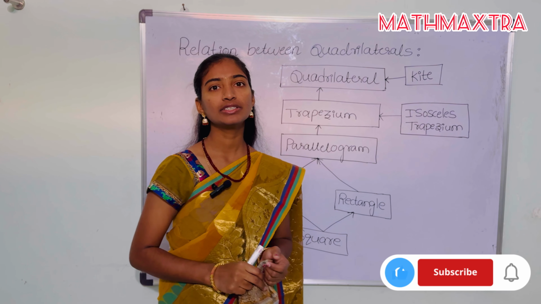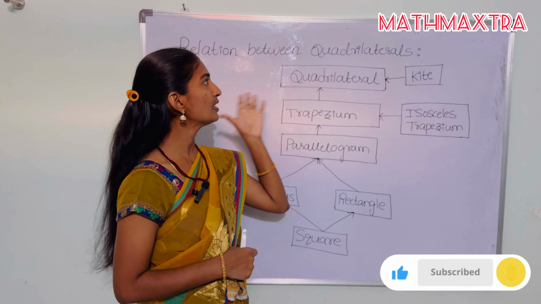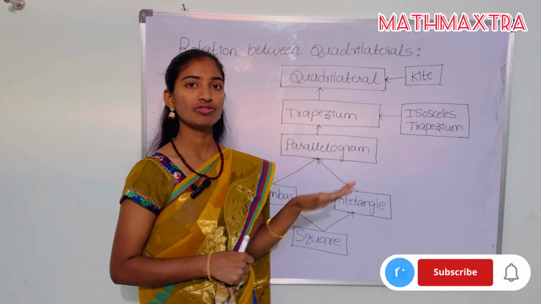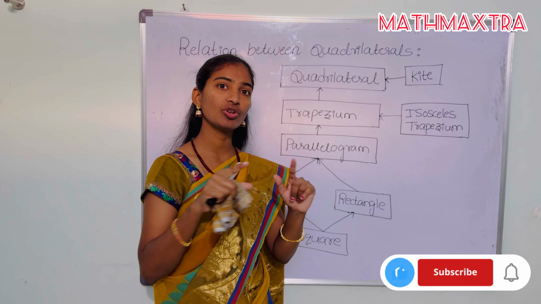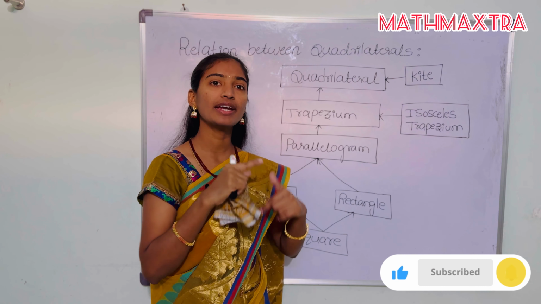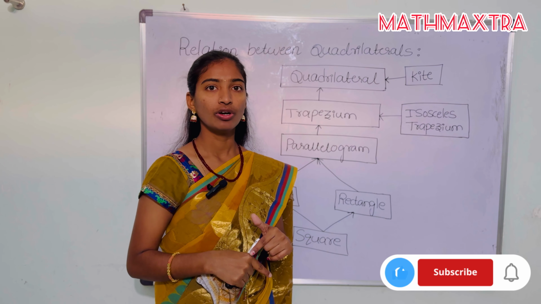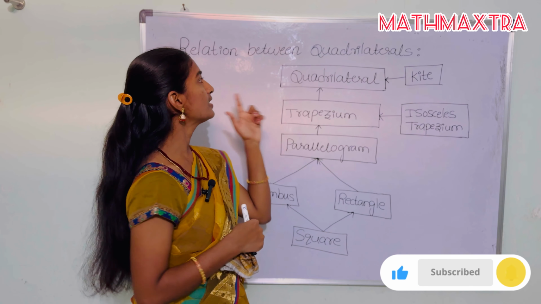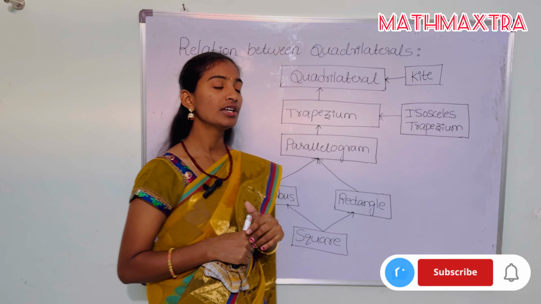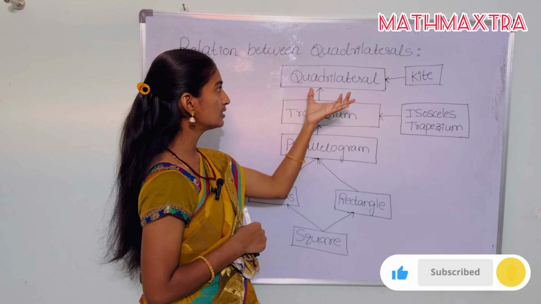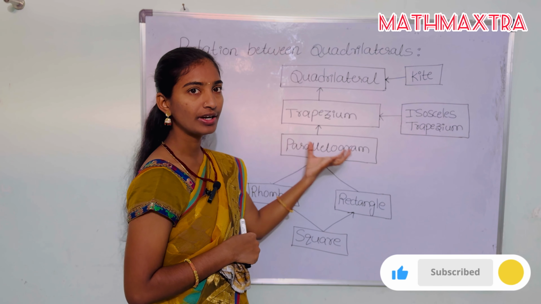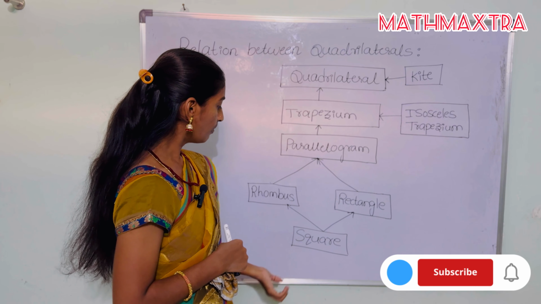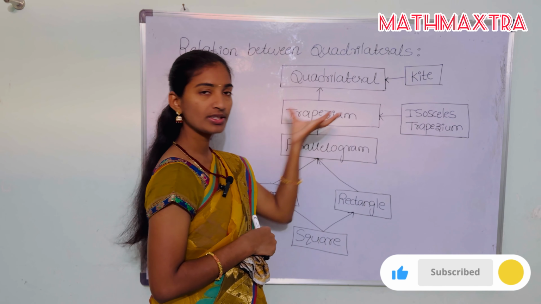Today we will discuss the relation between quadrilaterals, as well as the different types of figures formed by joining the midpoints of the sides of different quadrilaterals. Our first topic is the relation between the quadrilaterals. We have discussed all the properties of each type of quadrilateral. So among those, what is the relation?